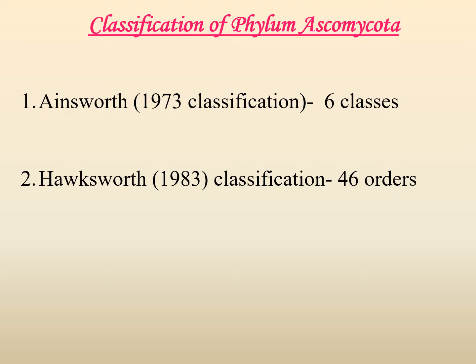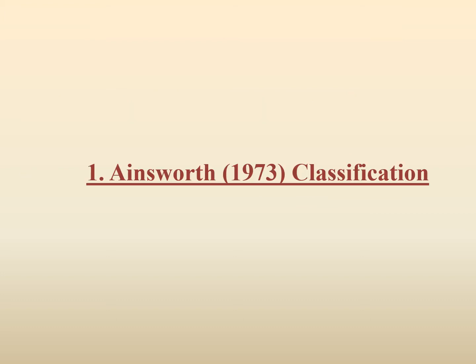There are mainly two types of classification. The first one is Ainsworth classification, which comprises 6 classes. This was proposed in 1973. And the second classification is Hawksworth classification, that is 1983, which comprises 46 orders. Just let me take a pen so that I can show you. This is the 46 order classification. Okay. Now let us discuss each one by one.